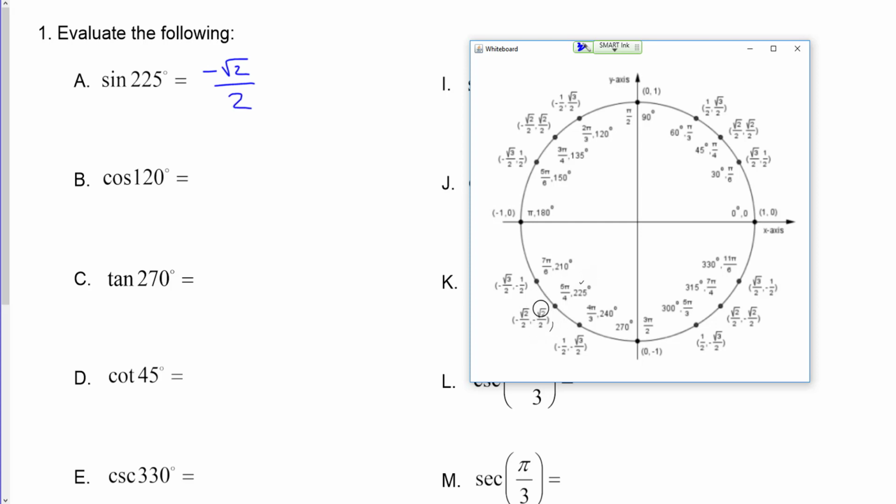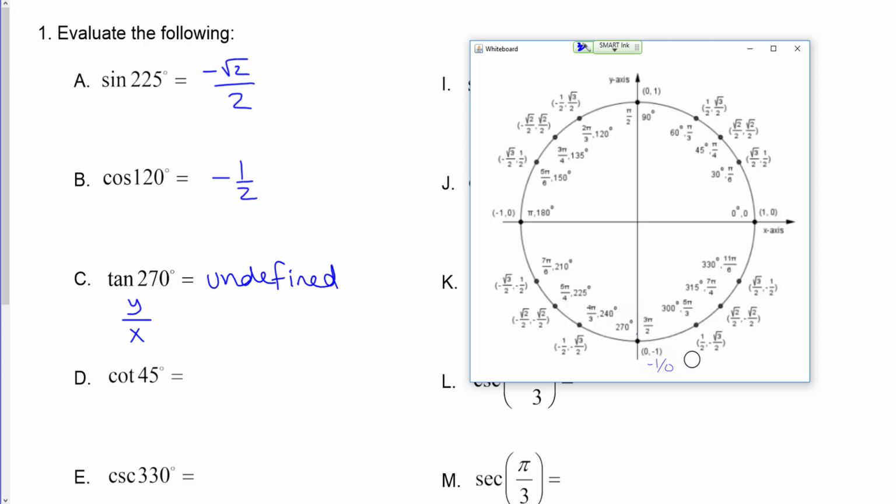Cosine of 120 degrees. So 120 degrees is here. Cosine is the x value, so negative 1/2. And this is pretty much how these are going to go. For tangent, you just have to remember that tangent is the y-coordinate over the x-coordinate. So for 270 degrees, which is here, this would be negative 1 divided by 0, and so this becomes undefined at that particular point.